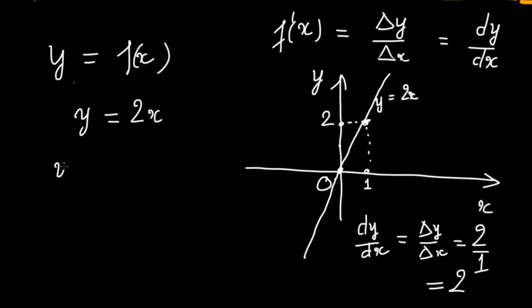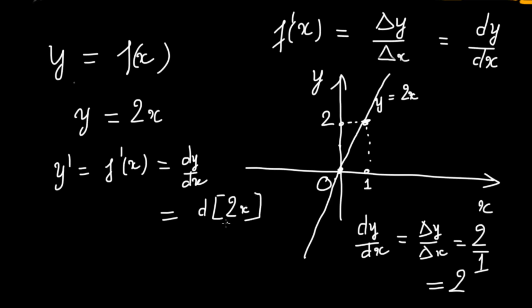So we write y prime equal f prime of x equal dy over dx equal d of 2x over dx. You see why you write d of 2x? Because 2x here is y, right? You just substitute 2x in here. So d of 2x over dx is 2.